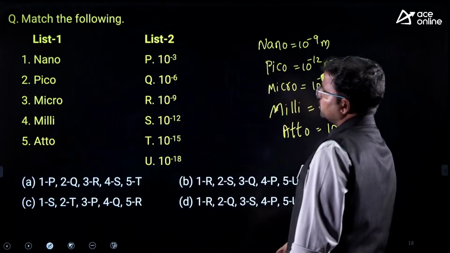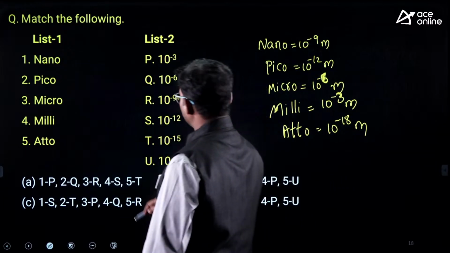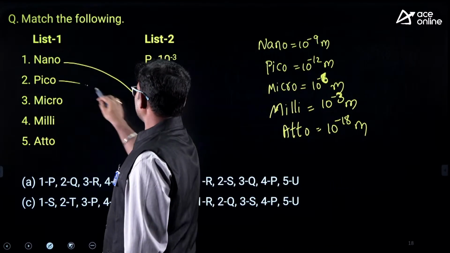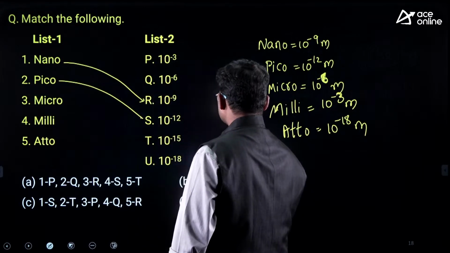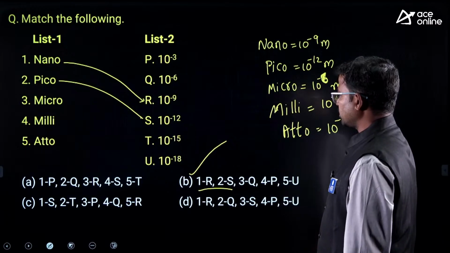So this is the explanation for the given options. So nano, here it is R. Next, pico 10 power minus 12, that is S, then atto. So option B is the right answer. Option B is the right answer, okay. Yes, next one.